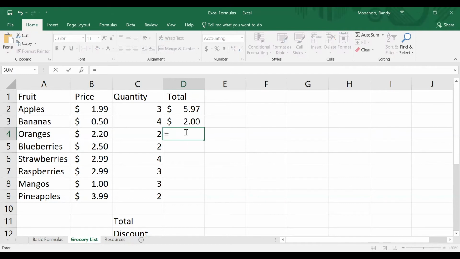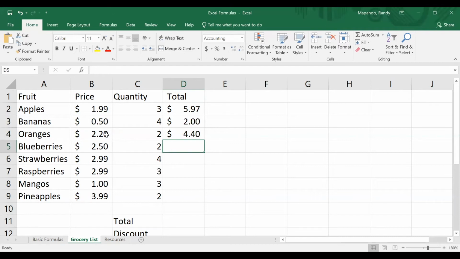So I'll start with the equal sign here. Now, instead of typing out a cell reference, I can simply use my arrow keys on my keyboard in the lower right corner, and I'll hit the left arrow key twice, and that will select cell B4 there. And I want to take that number and I want to multiply it by the quantity here. And I'll hit the left arrow key once to select it. And then I'll hit enter for this one to get my answer.